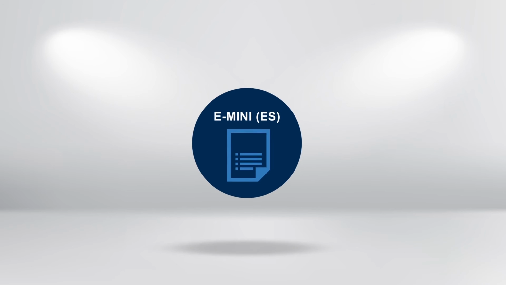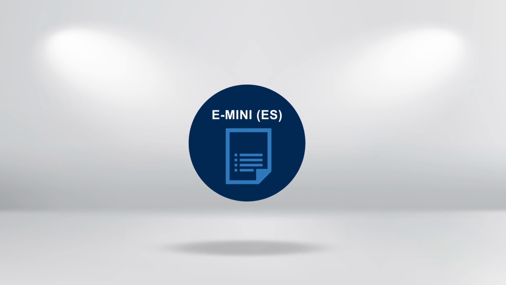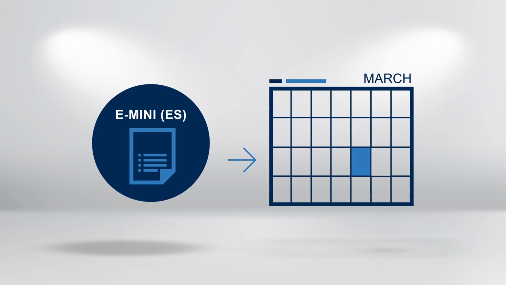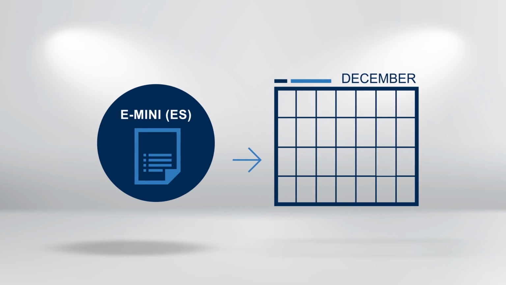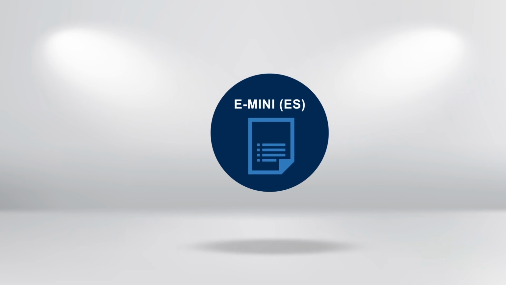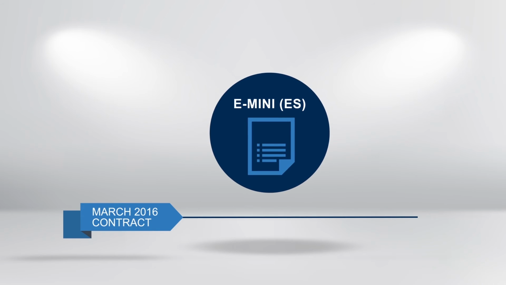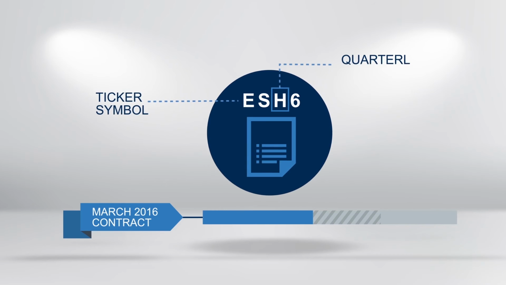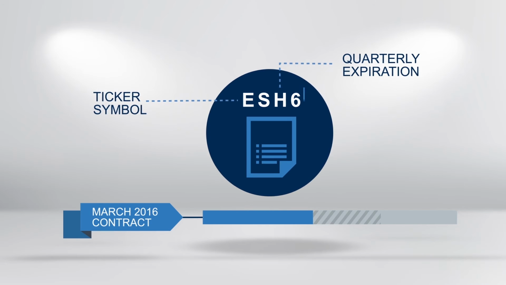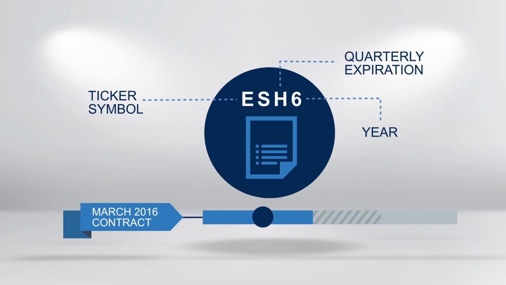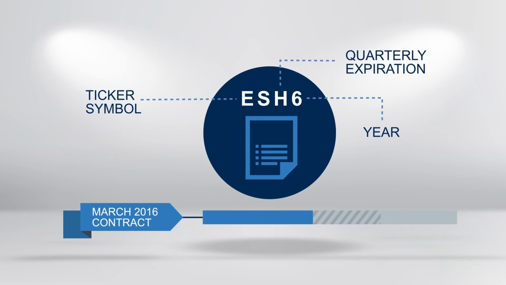For instance, E-mini's stock index futures, ES for March delivery, will expire on the third Friday in March. If it were for December delivery, that contract will expire on the third Friday of December. The E-mini's March 2016 contract would be identified as ESH6, where ES is the ticker symbol for the underlying, H is quarterly expiration of March, and 6 is the year. That contract would also cease to trade past the third Friday in March.